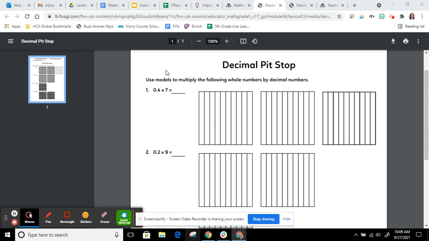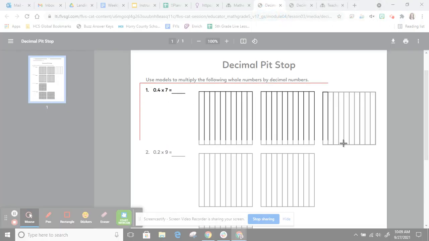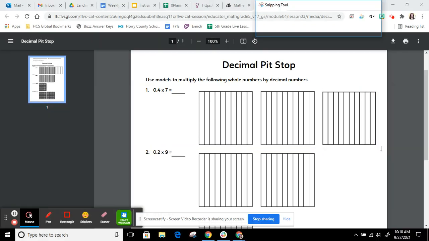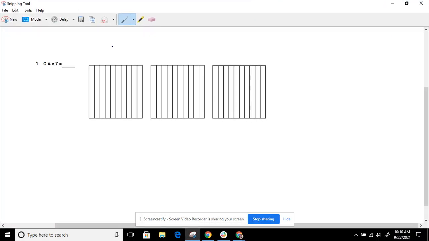So I'm going to start by looking at number 1. I'm going to go ahead and screenshot number 1 so I can use my drawing tool. Remember, we're using these models to show our work to get full credit. So let me open these up. Okay, so your first problem is 4/10 times 7. So in Buzz, what you will learn is that in order to solve a multiplication problem that involves a decimal times a whole number, like this one, 4/10 would be our decimal, times 7, which is our whole number, we can represent this problem and solve it using our area models here.